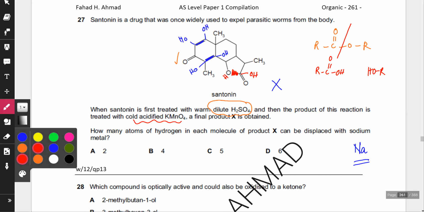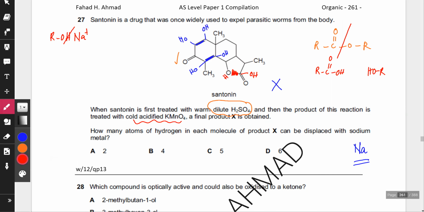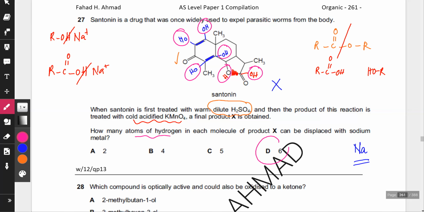In each case, what happens? If you have an alcohol, the Na is going to come in and form a salt. If you have a carboxylic acid, the same thing would happen. The metal would come in and knock out the H and take its place, ending up forming a salt. So how many alcohols or carboxylic acids do you have over here? There's one. So that's one H getting displaced. Two, three, nothing happens to ketone, that's four. This is an alcohol, five, and this is the carboxylic acid OH, that's six. So how many atoms of hydrogen? That's six. D is going to be the answer to this question.